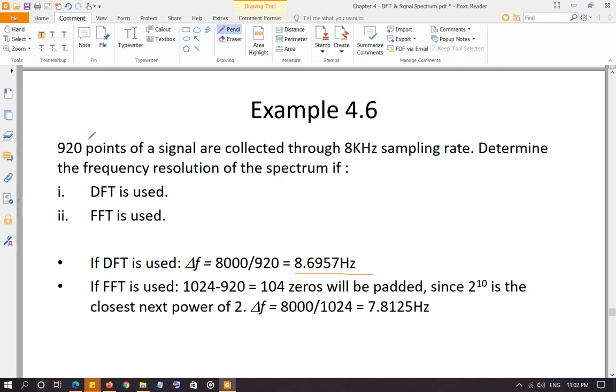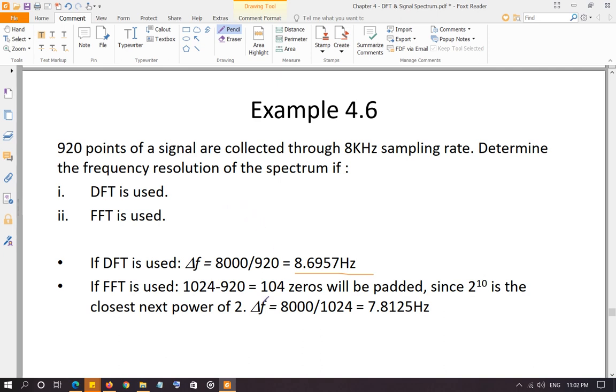Now if FFT is used, the closest power of 2 to 920 is 1024. Do not go down. Make sure you go up because you have to append zeros. If you go down, then you're going to be removing some content from the signal and you can lose frequency content. So make sure you do not remove content from the signal. You always have to add zeros because adding zeros does not introduce any frequency content.